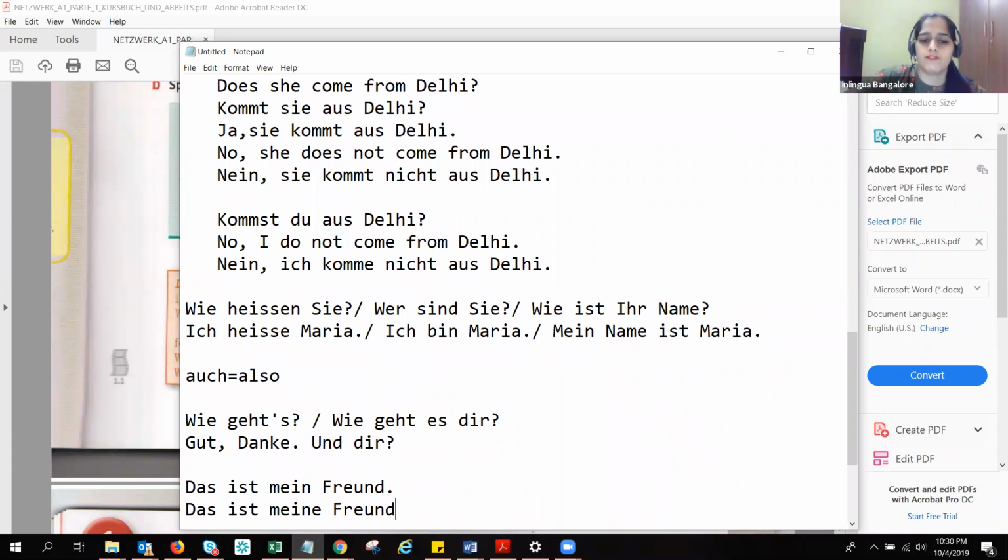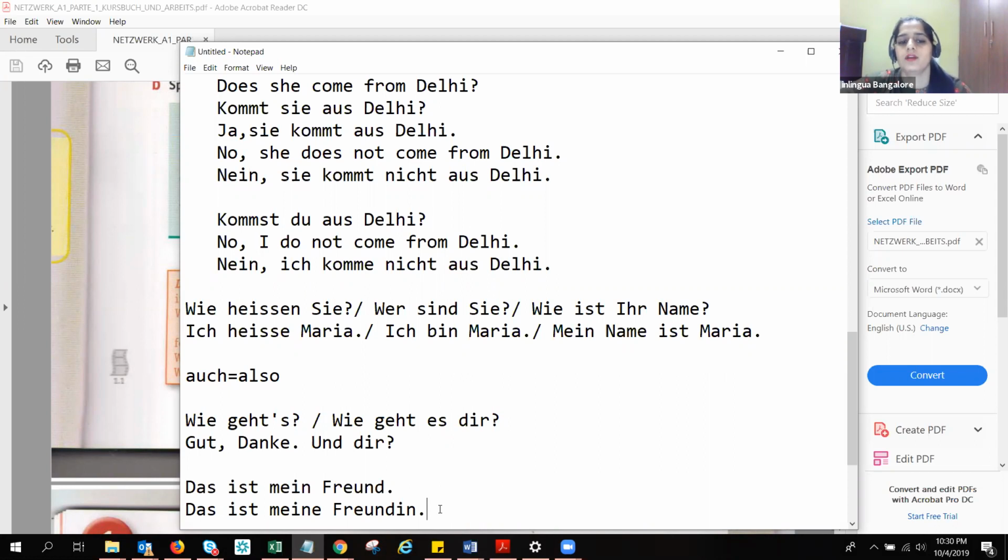Okay. Although by Freund and Freundin we can identify that it is male and this is female, in German we have the ending of these possessive articles. These are the possessive articles. So this is a wide grammar. In English also we have these possessive articles, my, his, her, but we don't have endings in English. But in German, whenever we're addressing ourselves also, we have to say meine, since I am a female. You are not addressing yourself.